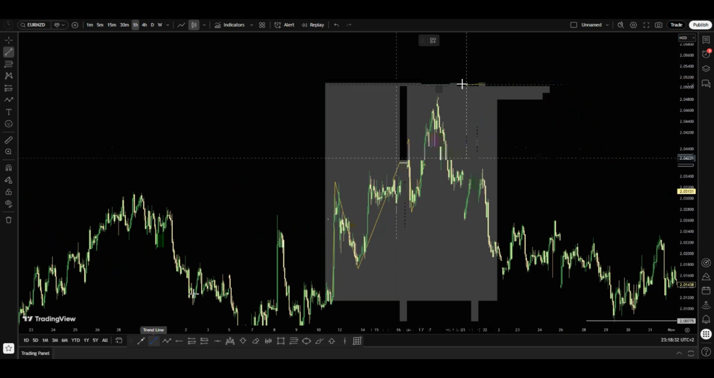Then we went back up to create a high. But the high did what? The high failed to break the previous high. So we had our high here, then we had our lower high. After having our lower high, that's when the market pushes back to the downside, that's where we know that now we're having a bullish reversal.